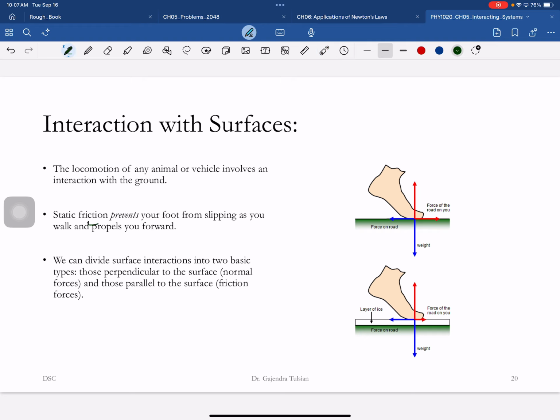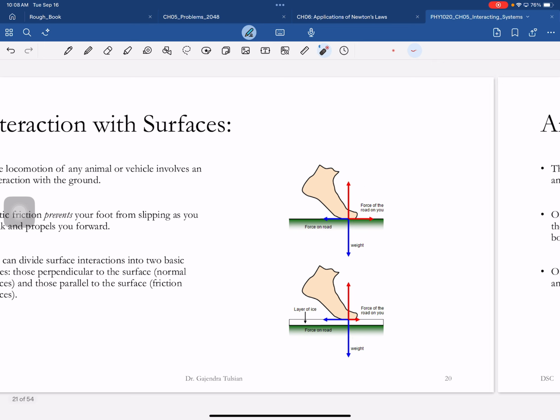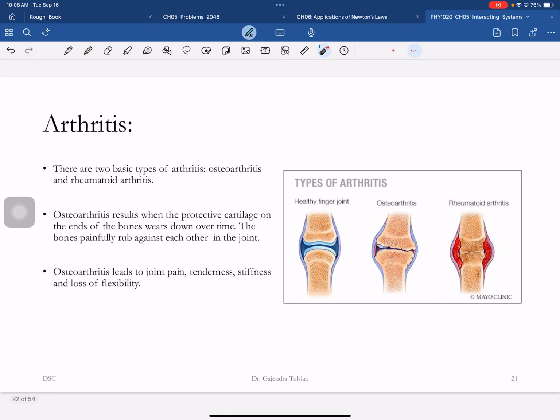Static friction force prevents your foot from slipping as you walk and propels you forward. So surface interactions are normal forces and those that are parallel to the surface. So perpendicular and parallel to the surface.